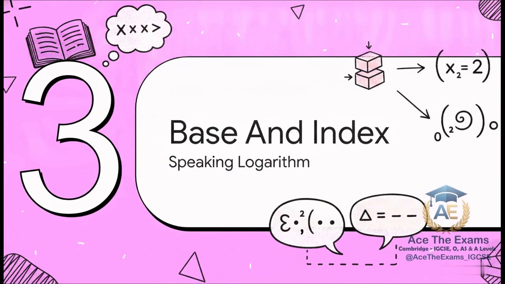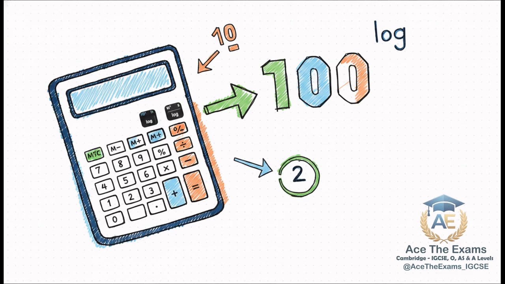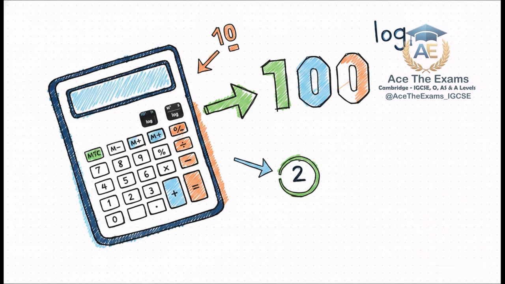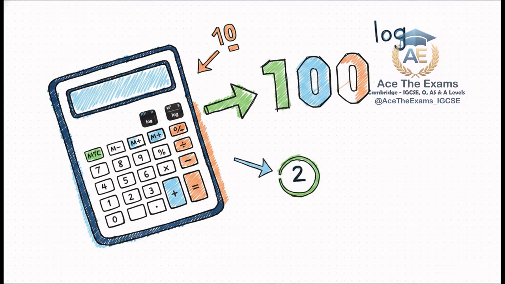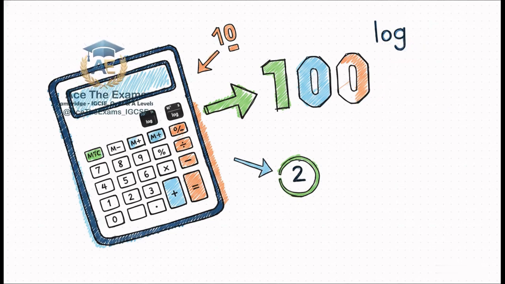Section 3. Translating base and index, speaking logarithm. Here's the thing you need to realize. Logarithms aren't some weird alien form of math. They're just a translation. It's like saying the exact same sentence, but in a different language entirely. We're translating the index notation we already know into logarithmic notation.